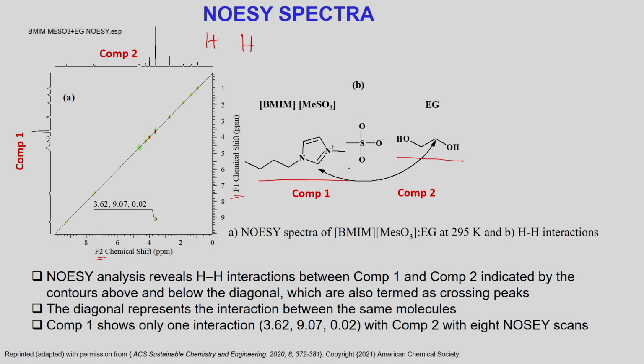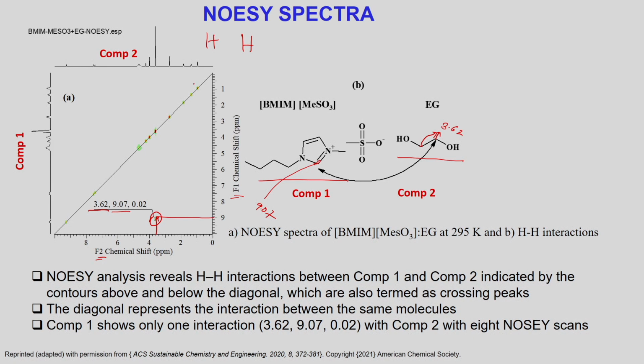Now, you see this spot shows that the shifts at 3.62 and 9.07 interact with each other. Now, where do we get this 3.62? 3.62 as I told you is here. It may be here or here also because both are equivalent. And where do we see 9.07? As I told you, this one is 9.07. So, here you find the 9.07 peak, and here you point the 3.62. So, they are interacting with each other.